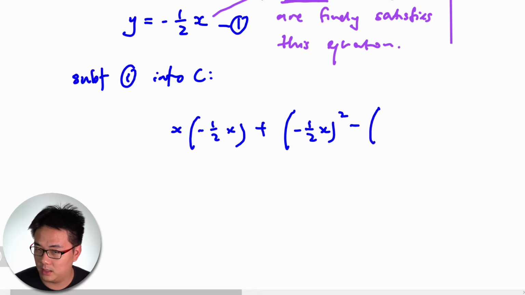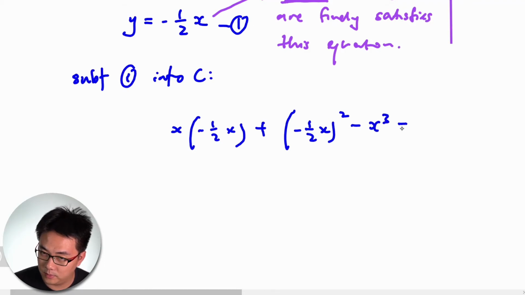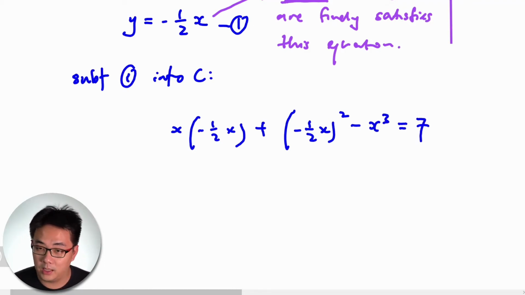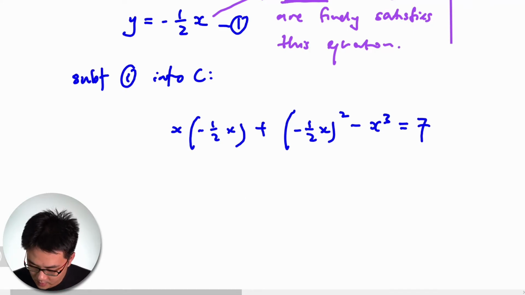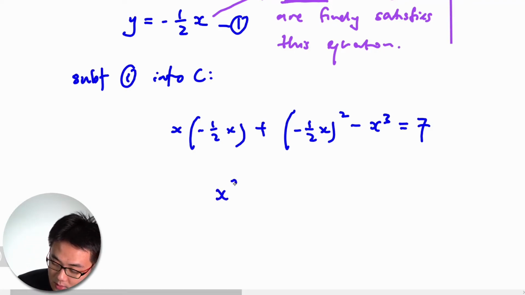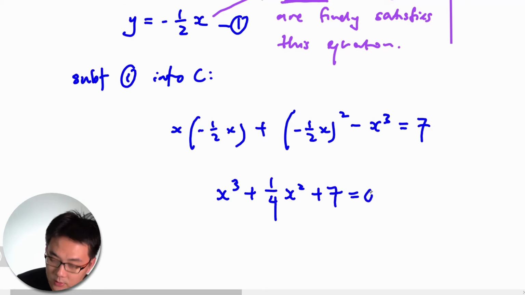minus x squared, x cubed. And what was I getting? I'm getting 1/4 minus half plus 1/4, which is 1/4. So this is x cubed plus, okay, so this is the equation here.